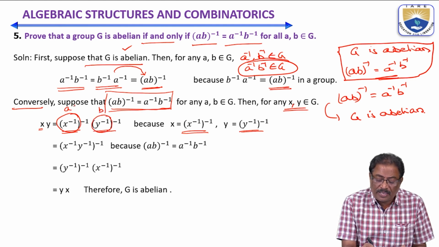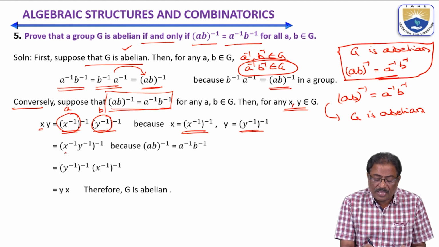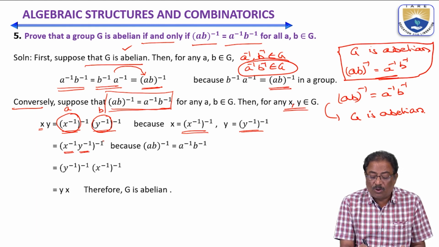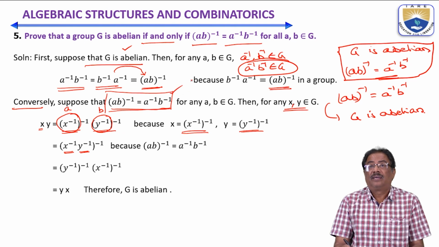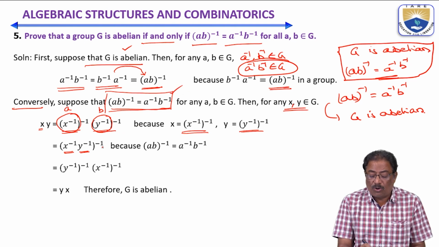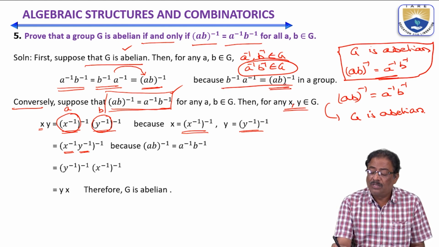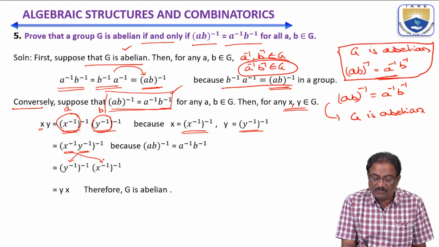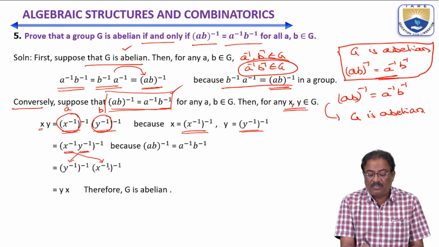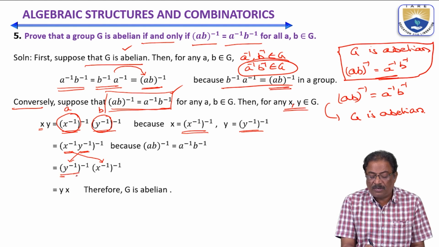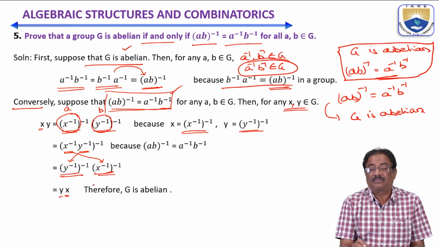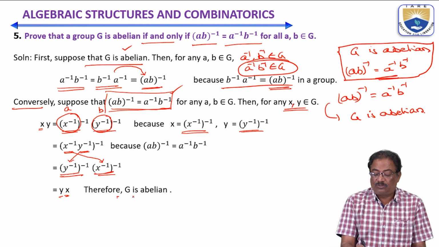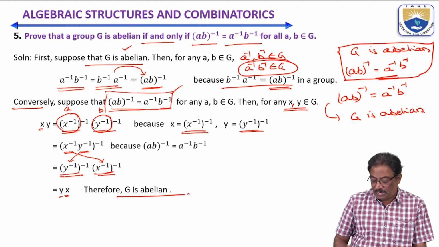So I write A inverse and B inverse, which is AB, where A is this and B is this whole inverse. Because I am going to use this property, (AB) whole inverse in any group is equal to B inverse A inverse. So this becomes (y inverse) whole inverse, (x inverse) whole inverse, which is nothing but y and x. So xy is equal to yx. So it is an abelian group.